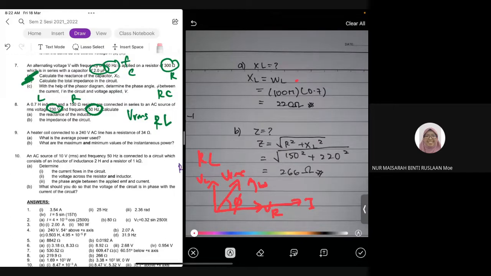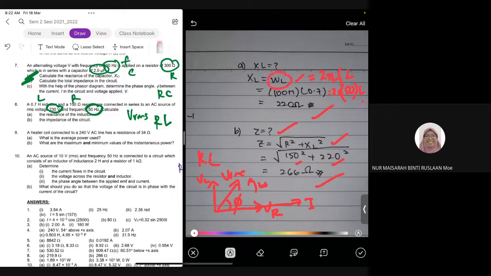Omega we don't have. But actual formula dia sebenarnya 2 pi FL. So 2 pi, F is given 50, so L lah. So kawan you dapat 100 pi lah. So jawapan dia 220 ohm. Okay. Soalan number B, dia ask you to calculate impedance Z equals to square root of R squared plus XL squared. So you masukkan R is given 150, XL pun ada. So you dapatlah jawapan 266 ohm. So jawapan ni betul lah, 266 ohm.